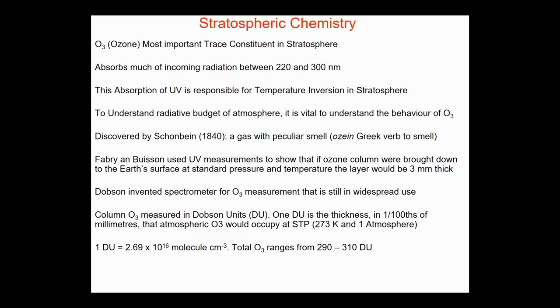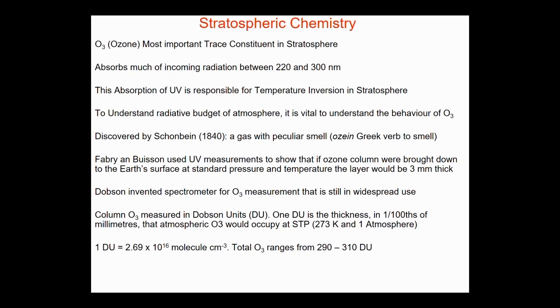Two French guys, Fabry and Buisson, used UV measurements, and they showed that if the ozone column were brought down to the Earth's surface at standard pressure and temperature, the layer would be 3 millimetres thick. And you remember me showing you the absorption cross-section in the Huggins bands, there was a big zigzag as a function of wavelength. Yeah? And by measuring at two different wavelengths, where you've got a dip and where you've got a peak, then you can determine how much ozone is in the column if you know what that absorption cross-section is, and that's what they did.